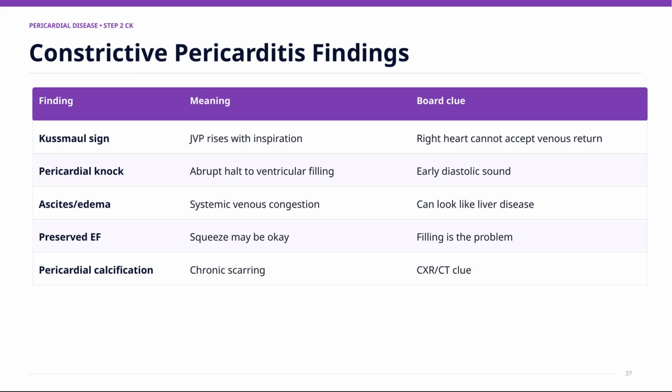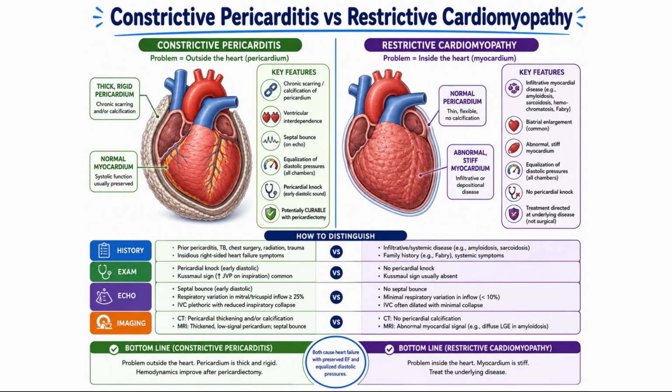This is a big one. Constrictive pericarditis versus restrictive cardiomyopathy. In constriction, the problem is outside the heart. The pericardium itself is thick and rigid, while the myocardium underneath is usually just fine. You'll see chronic scarring, ventricular interdependence, septal bounce on echo, equalized diastolic pressures, a pericardial knock. And here's the good news. It's potentially curable with pericardiectomy.